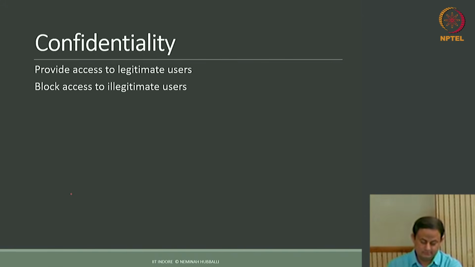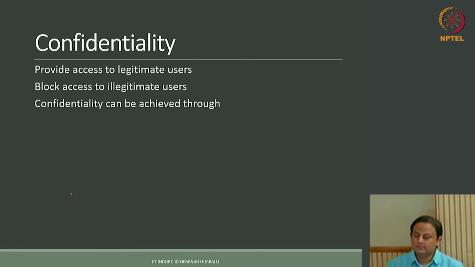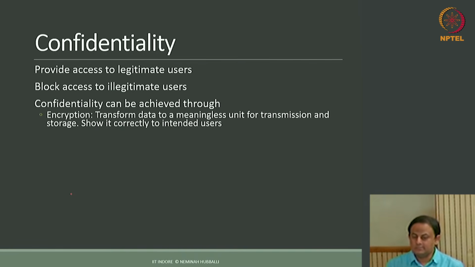Now, this is very simple. You give access to the legitimate users and block access to the illegitimate users. But now the question is, how do we actually achieve this? In practice, how do we make this happen? Confidentiality can be achieved through a bunch of techniques. One is a technique called encryption. So what does encryption do?